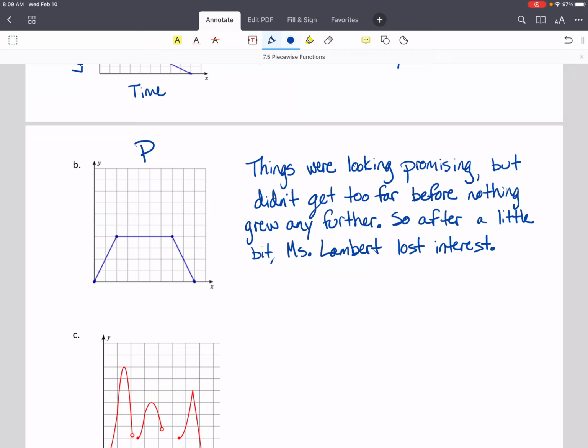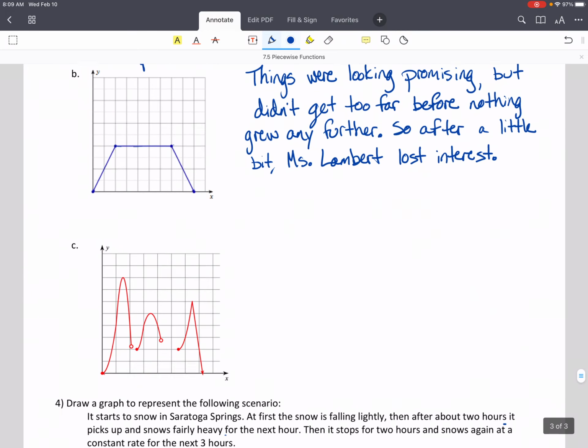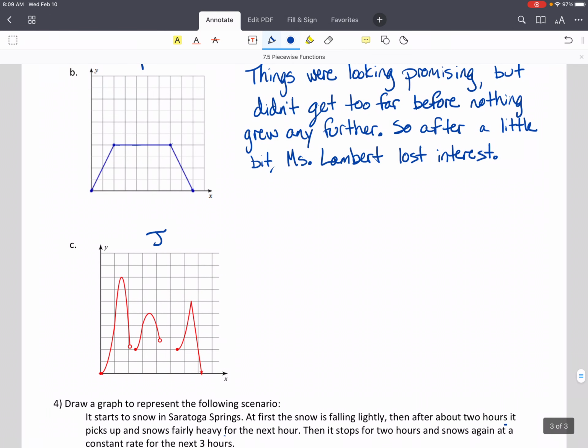Anyway, a way that a student put it yesterday in class, she said, things were great, and then you realized it was really boring, and so then you lost interest. I'm like, you're not wrong. Anyway, good old K, good old P. Oh, I'll name this one J. Good old J.